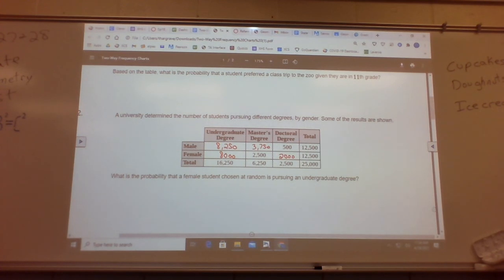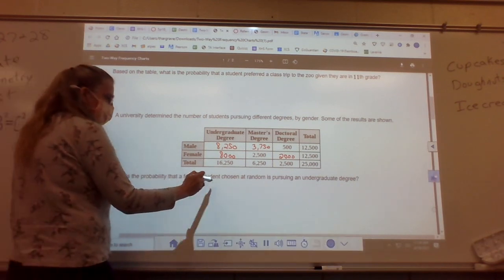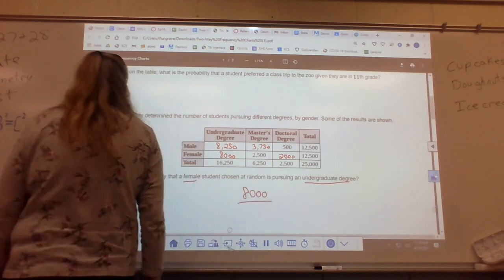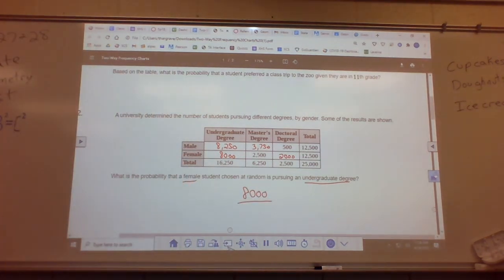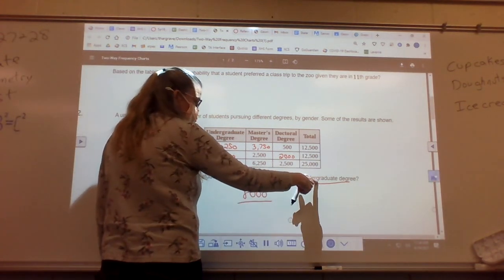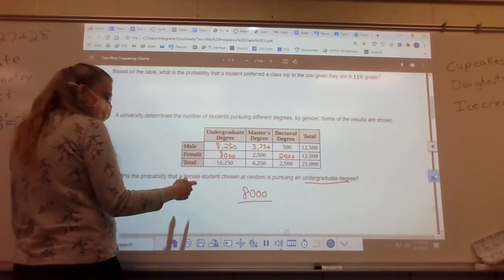It says probability. So the first thing I'm going to have to do is figure out the fraction. What's the top number? 8,000, because it's female undergraduate. Well, it says, what's the probability that a female student chosen at random? So I'm choosing from the female students. So what's the bottom number? 12,500. It didn't say what's the probability that a student chosen at random is a female pursuing an undergraduate degree, because that would have been different. I'm picking from the females.